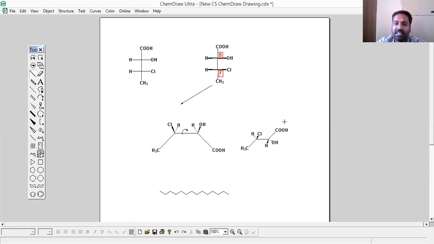Now, for example, in this structure, if I want to assign R and S configuration, it will be easier because my least priority group is already away from us. Are you understanding this? Okay, so try to visualize the molecule from this side. It is not compulsory. I am not telling you that you should strictly stick to visualizing the molecule from this side.